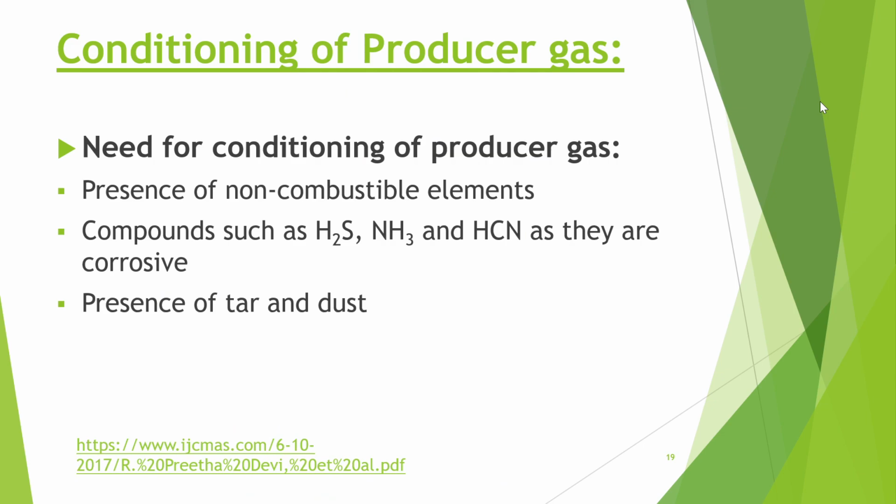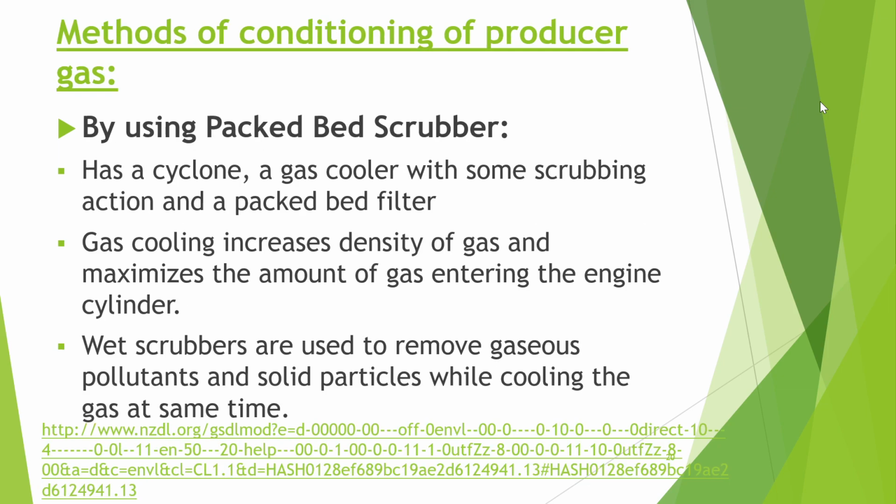Then comes conditioning of producer gas. We have prepared our producer gas. Now what is conditioning? Why do we require conditioning of producer gas? Actually, conditioning is just the cleaning of impurities from the gas, so we can get pure gas. Conditioning is required because there are many non-combustible elements in producer gas, and many compounds such as H2S, NH3, HCN, which are corrosive in nature, are present in producer gas before conditioning. Also, the presence of tar and dust is harmful for our dual fuel engines, coke ovens, etc., and atmospheric problems are there in producer gas. So we require conditioning.